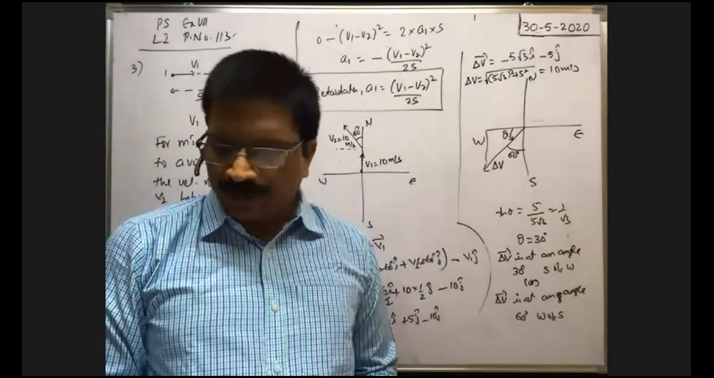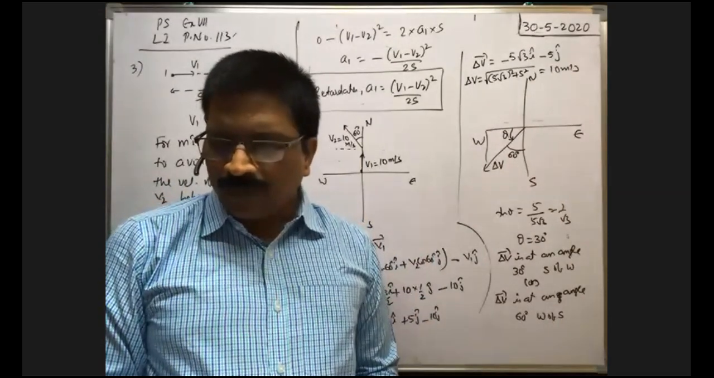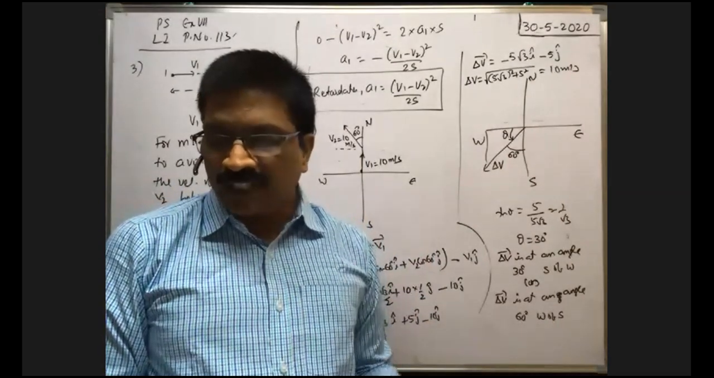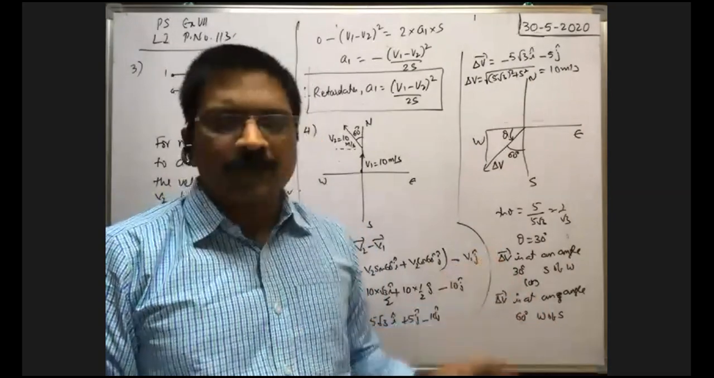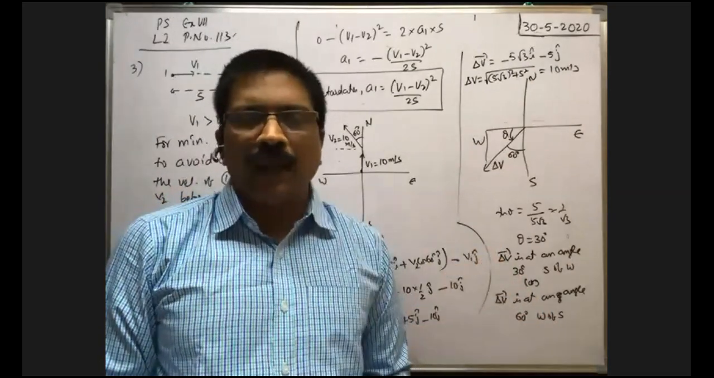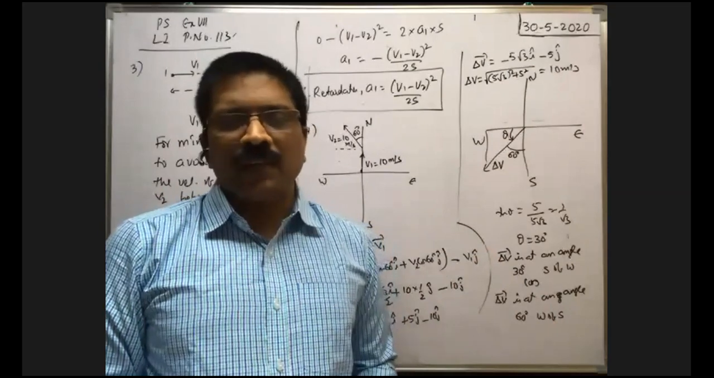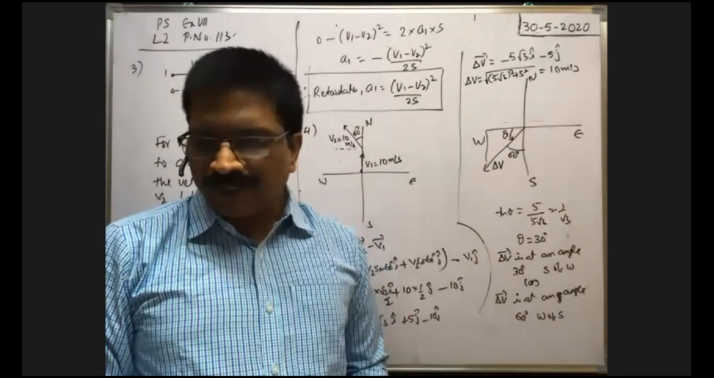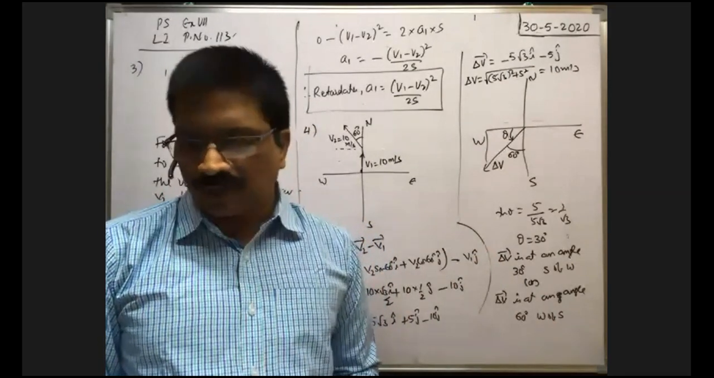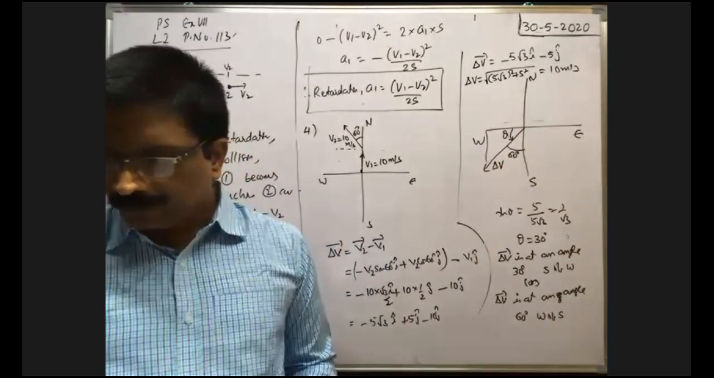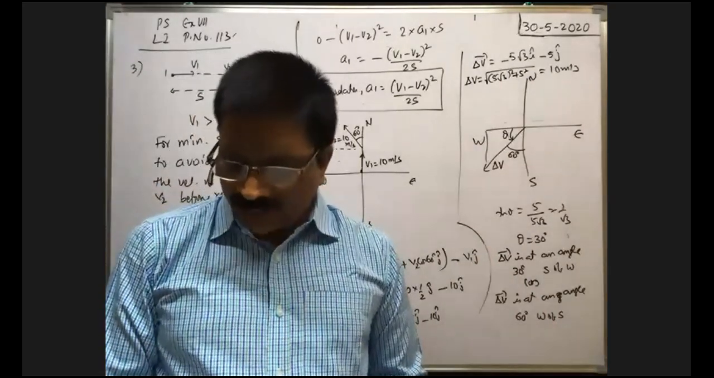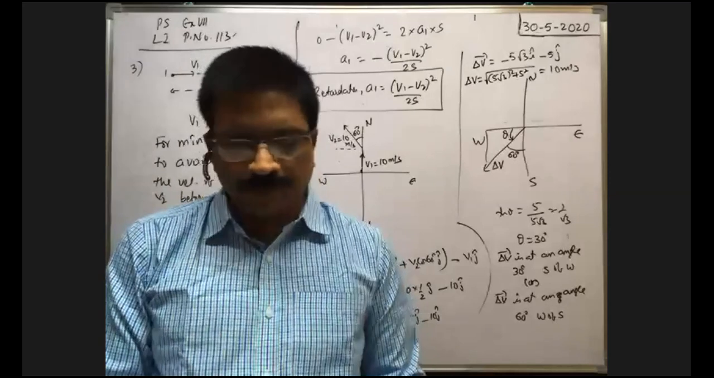Which one is given? 10 meter per second, 60 degree west of south. Option C is correct. 10 meter per second at an angle 60 degree west of south. Third option is correct. So similarly, you can do the fifth problem. Okay.